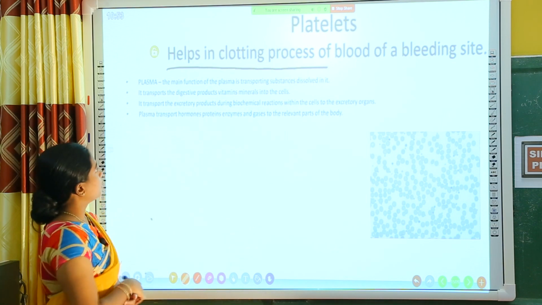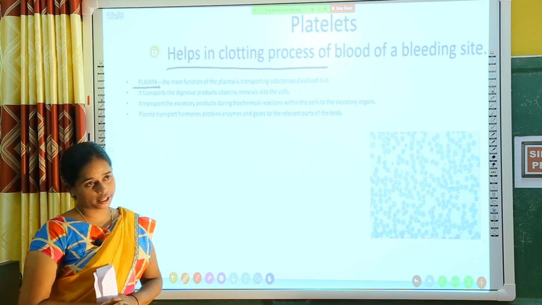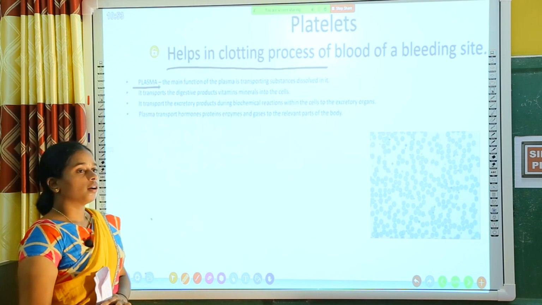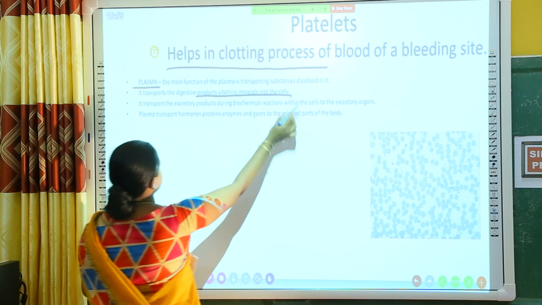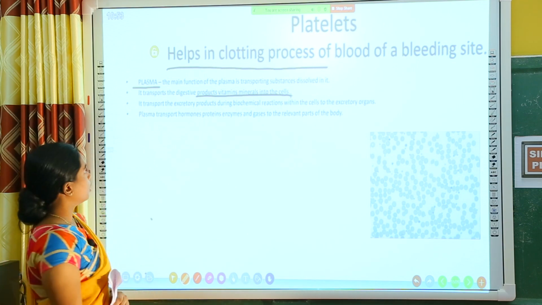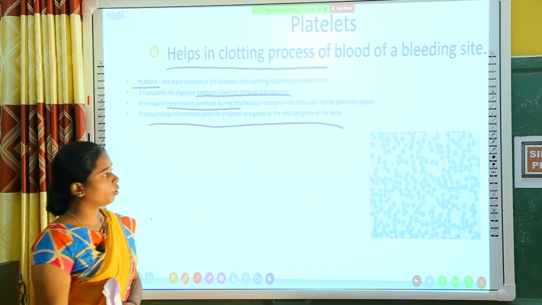Okay. Then plasma. The main function of the plasma is transporting substances dissolved in it, and also it transports the digestive products, vitamins, minerals into the cells, and also it transports the excretory products during biochemical reactions within the cells to the excretory organs, and also this plasma transports hormones, protein, enzymes and gases to the relevant parts of the human body. Okay, this you observe.